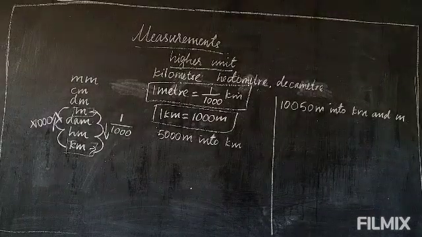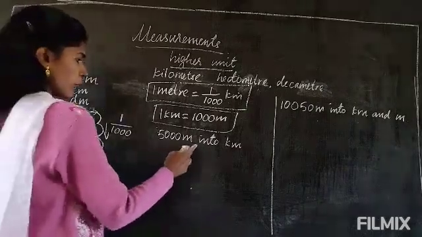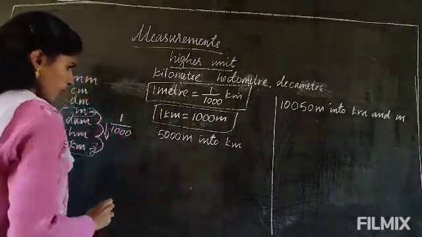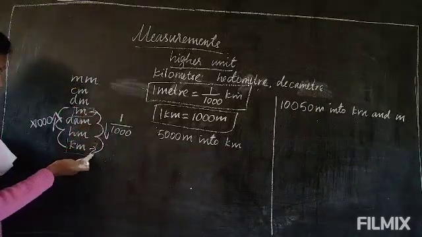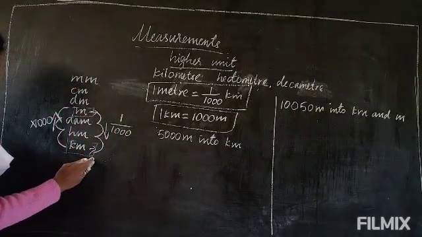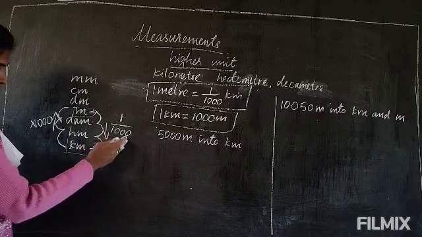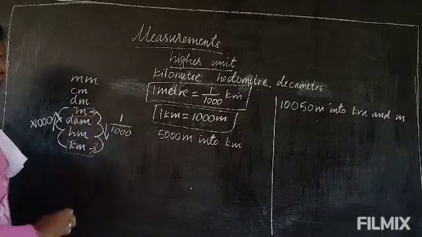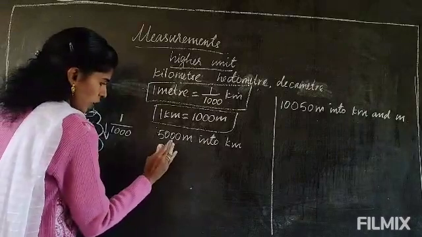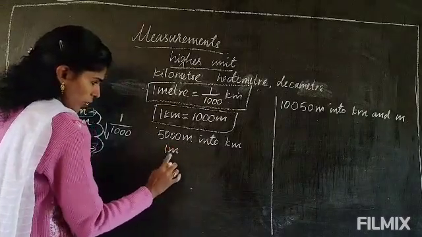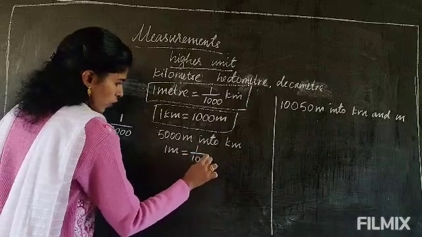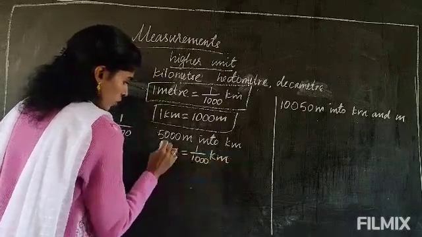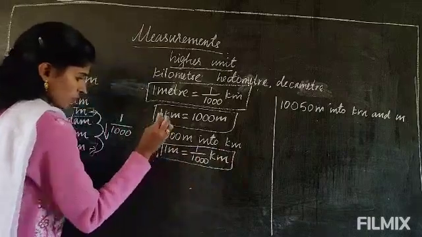Now let's see how to convert the meter into kilometer. Okay, now 5,000 meter you have to convert into kilometer. How to? So meter to kilometer. From meter to kilometer, you are coming 3 steps downward, and so it is 1000. Since you are coming downward, it is 1 by 1000. So the formula will be, meter to kilometer, 1 meter equal to 1 by 1000 kilometer. So this is the formula.